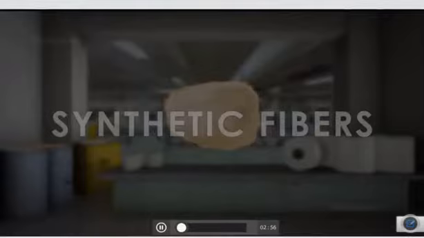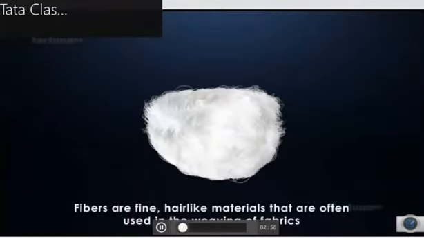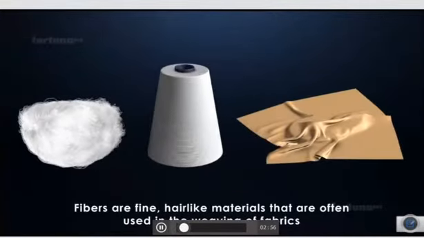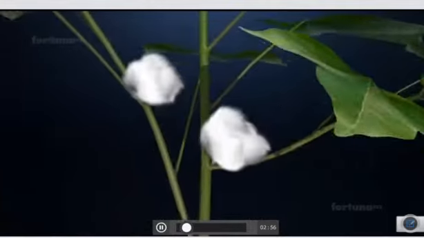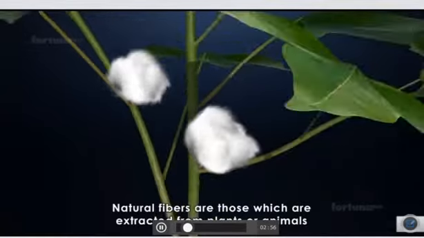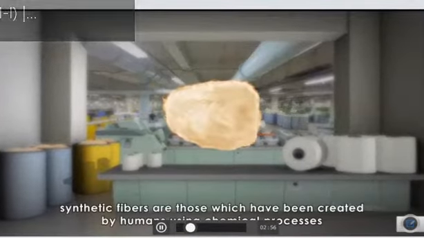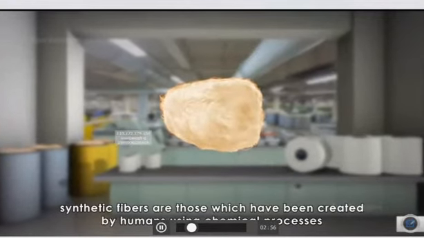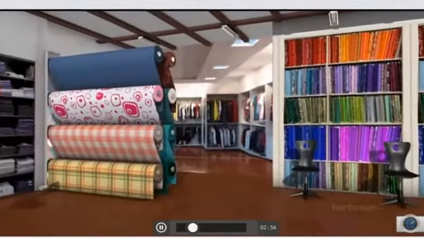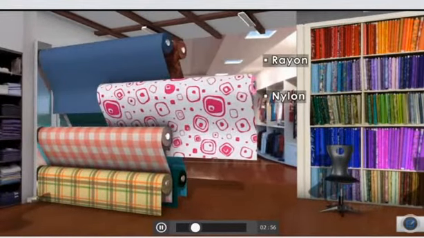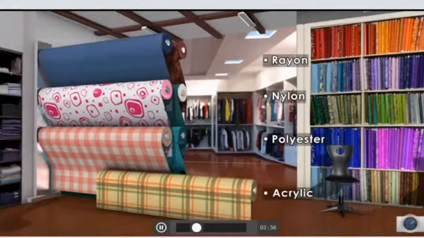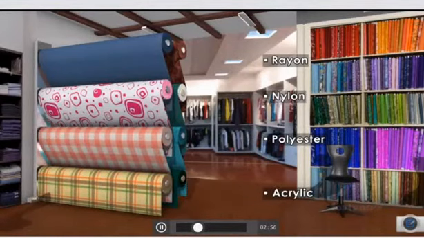Synthetic fibers. Fibers are fine, hair-like materials that are often used in the weaving of fabrics. They can be one of two types, either natural or synthetic. Natural fibers are those which are extracted from plants or animals. And synthetic fibers are those which have been created by humans using chemical processes. In this session, we'll take a look at some of the common synthetic fibers, such as rayon, nylon, polyester, and acrylic, that can often be found in our everyday lives.